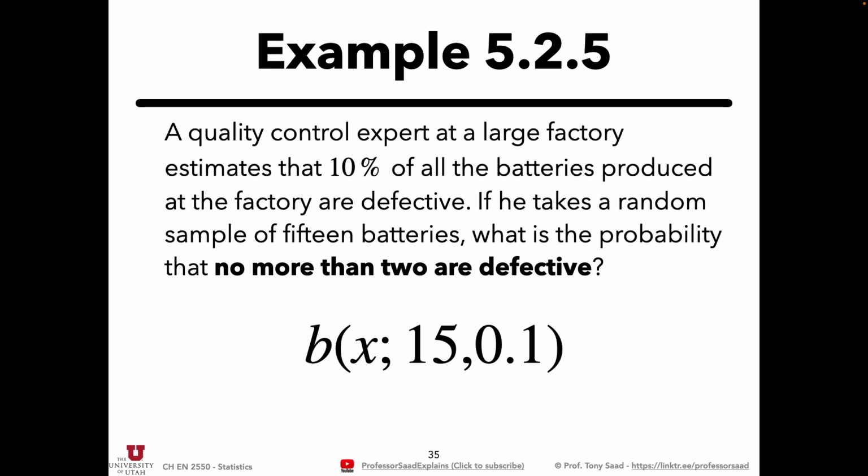Okay, now I'm going to change the question a little bit here. Same guy, a quality control expert in the factory, 10% of batteries are defective. Now he takes a random sample of 15 batteries. Now we're asking, what's the probability that no more than 2 batteries are defective? Okay, we are only allowing 2 batteries at most to be defective. So how do we answer this question?